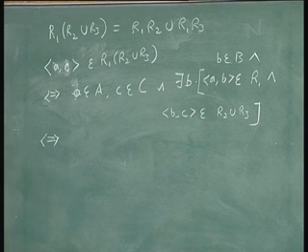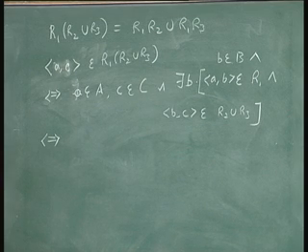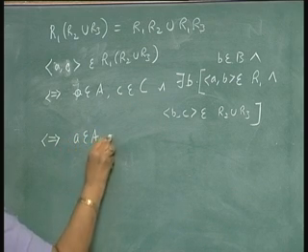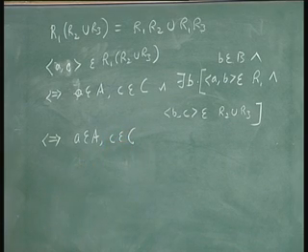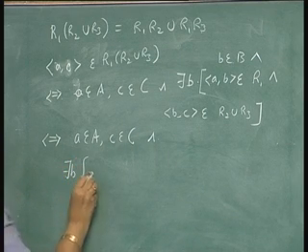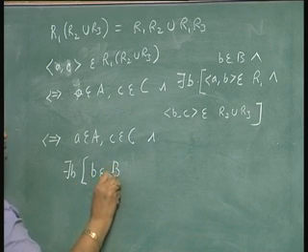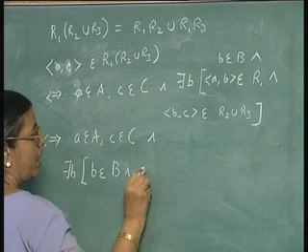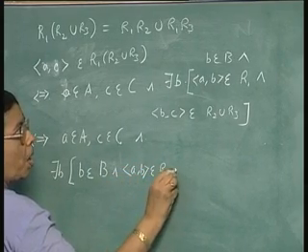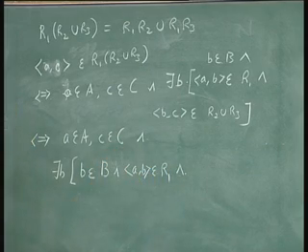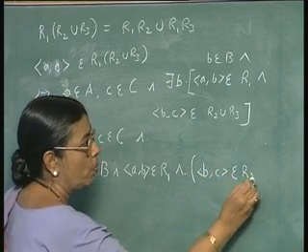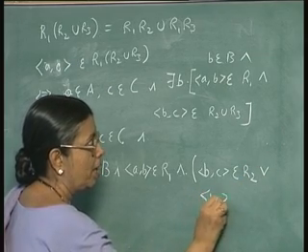Now, this is equivalent to saying a belongs to A, c belongs to C and there exists b, b belongs to B and (a, b) belongs to R1 and (b, c) belongs to R2 union R3. You can write it like this: (b, c) belongs to R2 or (b, c) belongs to R3.